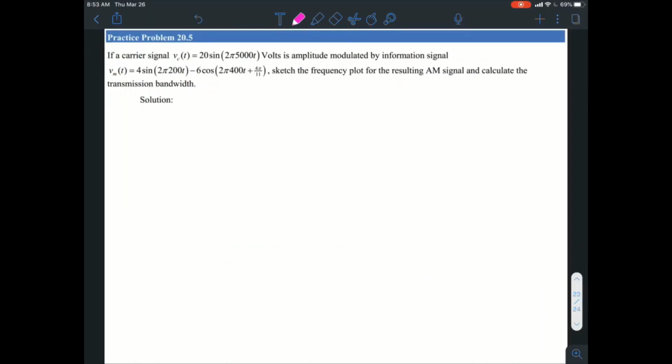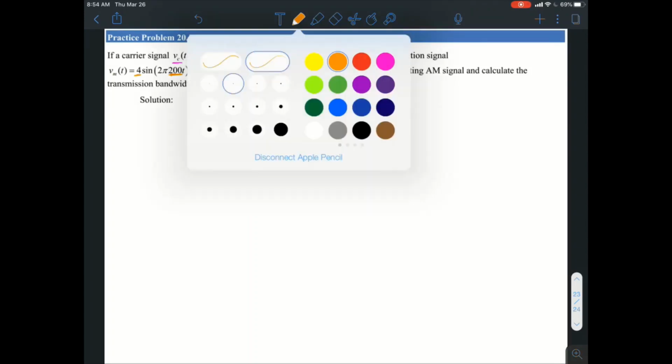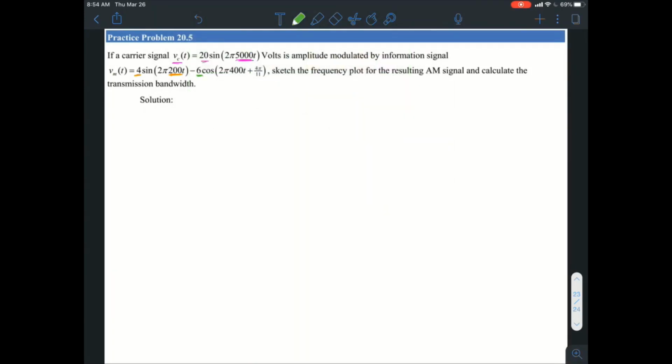Moving on to this next question. Let's look at this signal, and we can see that we are given a carrier signal with an amplitude of 20, frequency of 5,000, and we have a message that has two components, one with an amplitude of 4 and a frequency of 200, and a second with an amplitude of negative 6, but we're just going to see that as a magnitude of 6, a frequency of 400, and this one actually has a phase component of 4 pi over 11. And again, it wants us to sketch the frequency plot and calculate the bandwidth.